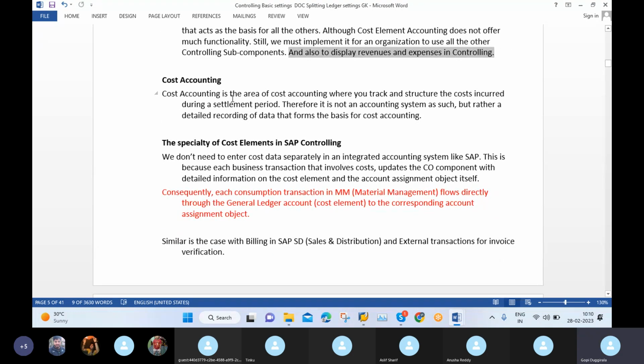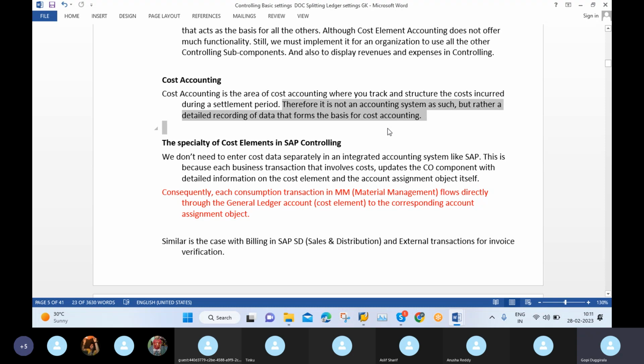Next, what do you mean by cost accounting? Cost accounting we know very well. Cost accounting is the area where you track and structure the cost incurred during a settlement period. If you consider any one period, especially 1 month or 1 week or 1 year, within that period you can track how much cost was incurred for a particular item. At the same time, it is not an accounting system as such, but rather a detailed recording of cost that forms the basis of cost accounting.